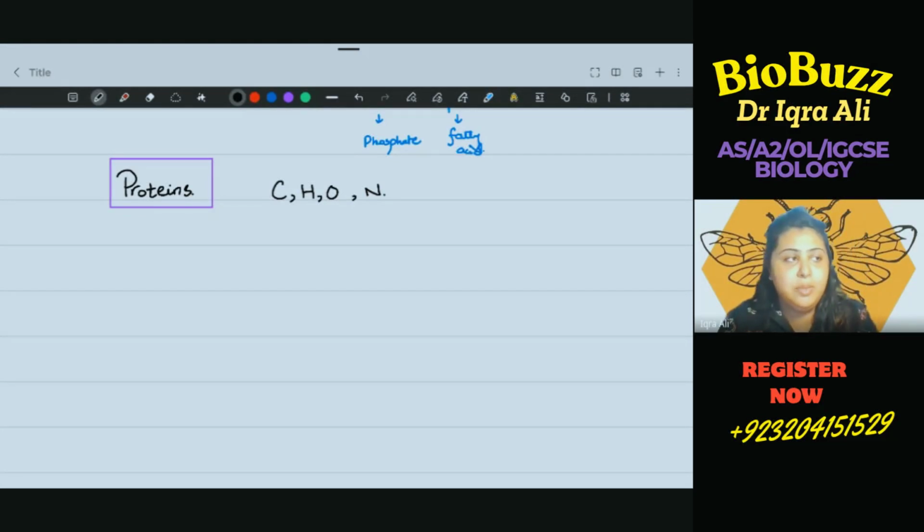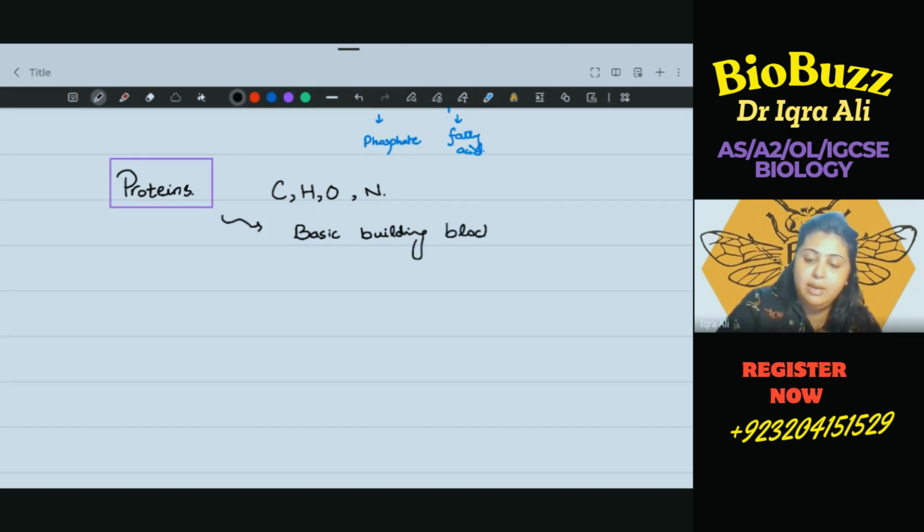So these are the chemical elements present in the protein. But why does our body need a protein? And why are we making a protein? Yes, its basic building block is the amino acids. So the basic building block of the protein is amino acid. But why does our body need a protein?